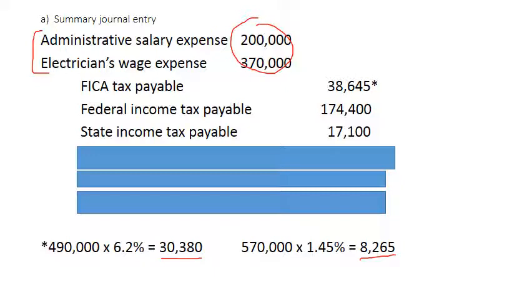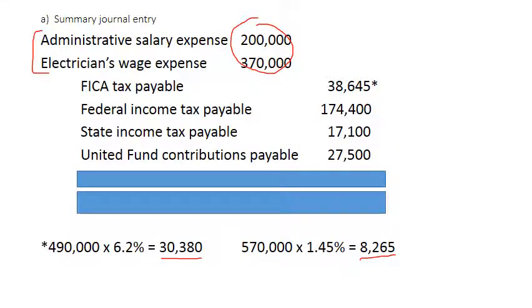Next one, state income tax. Usually we give you a rate for this. We'll tell you it's 2%, 3%, 5%. In this case, they gave you the number, so you're just going to use the number that they gave you. If they tell you it's a certain percentage, you take the wages, 570,000, and multiply it by the percentage.